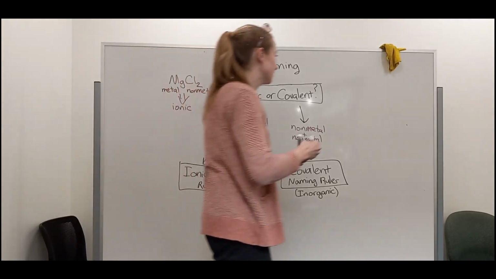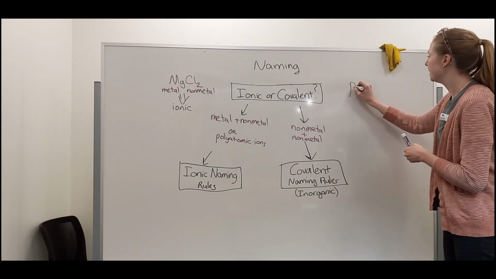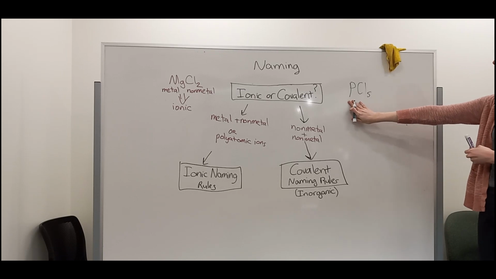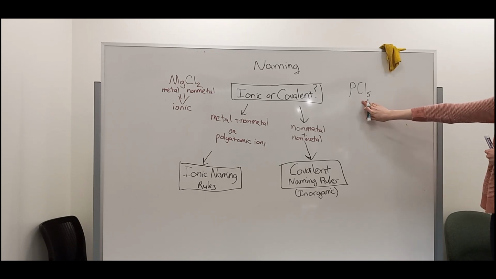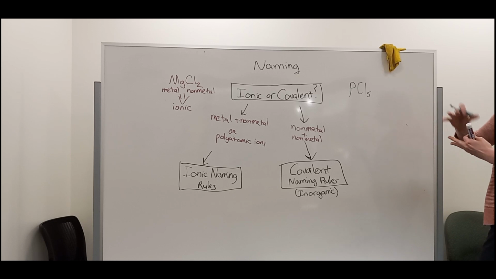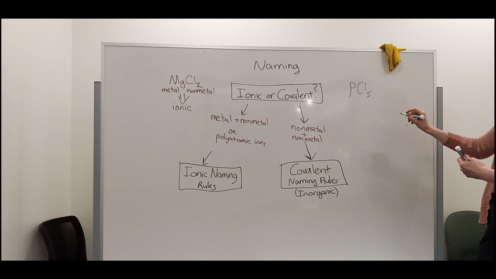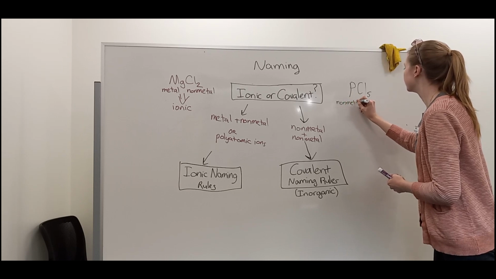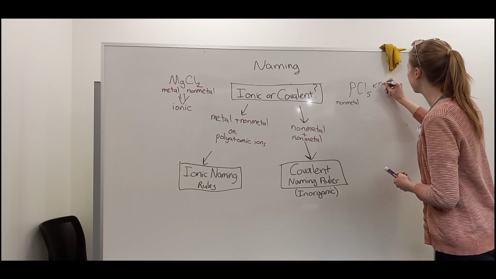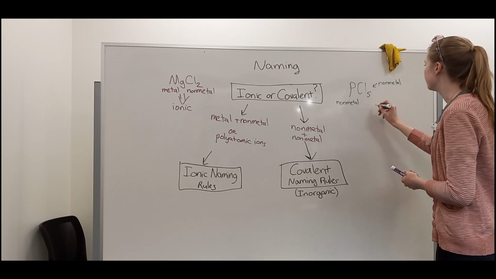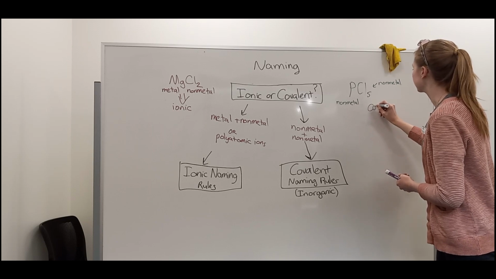Now let's look at a different compound. Let's look at the compound PCl5. So we have one phosphorus and 5 chlorine atoms in this compound. Both phosphorus and chlorine are on the right side of the periodic table. They're both nonmetals. So that means that this compound is made up of two nonmetal elements, and that means that it is a covalent compound.